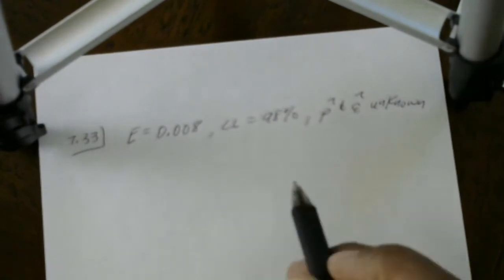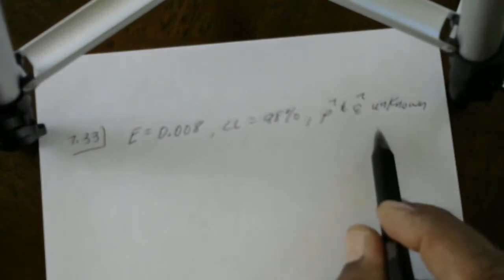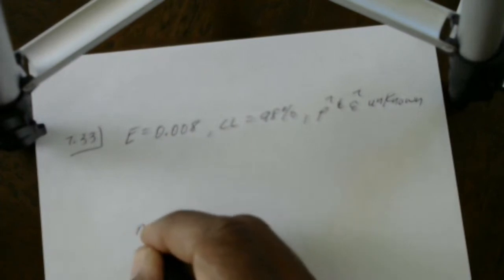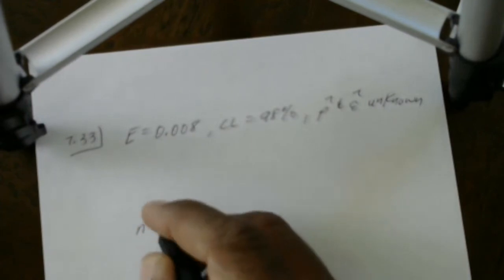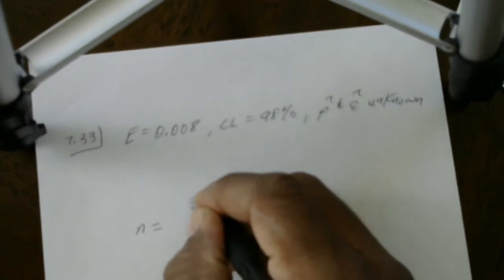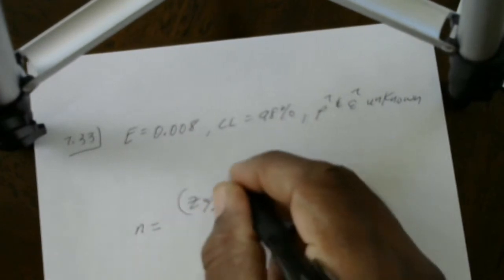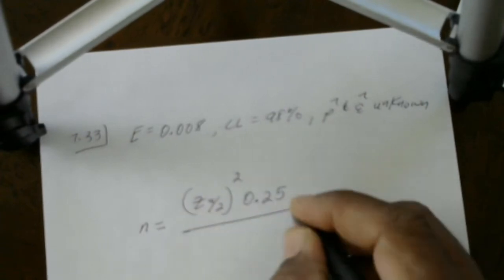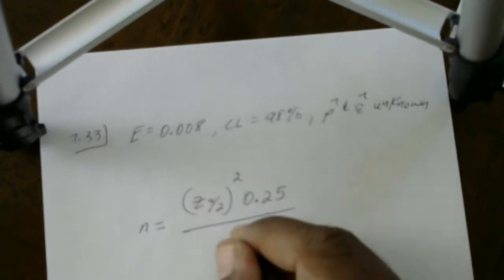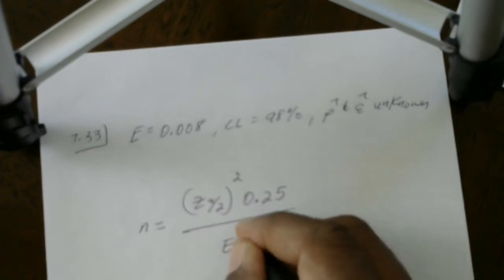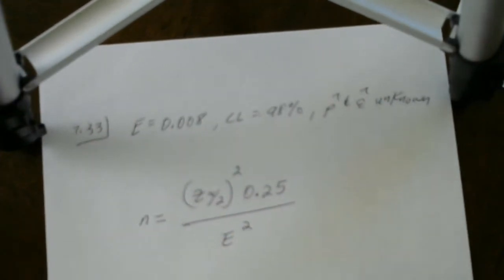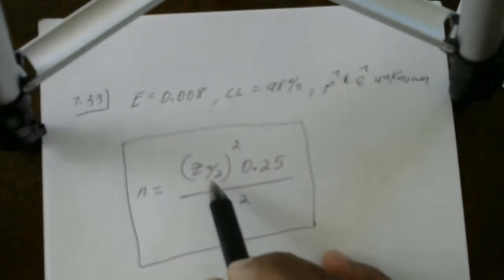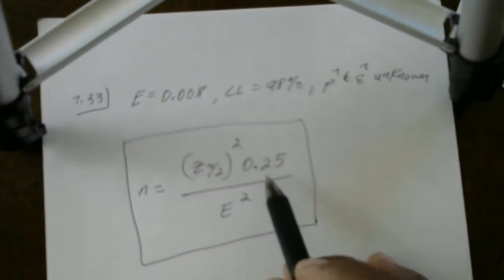So we have our formula. If P hat and Q hat are unknown, we're going to use a formula. n is equal to Z alpha over 2 squared times 0.25 divided by the margin of error squared. Okay, so in this calculation, the first thing we must do is find the Z alpha over 2 value.